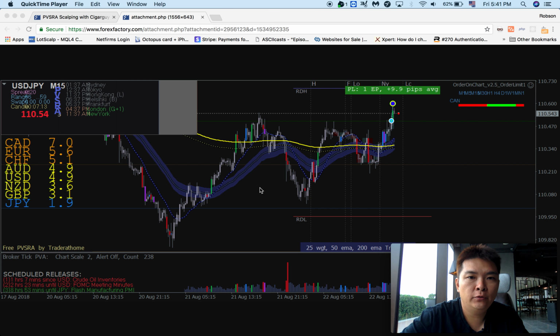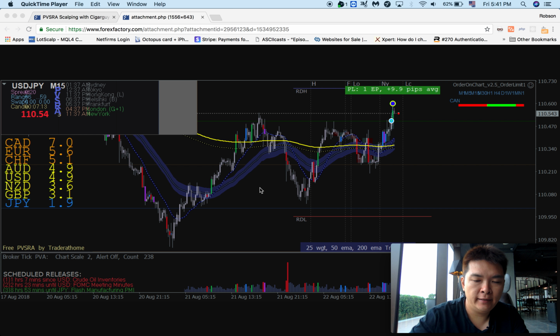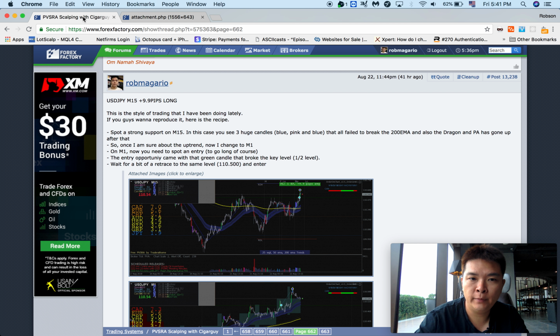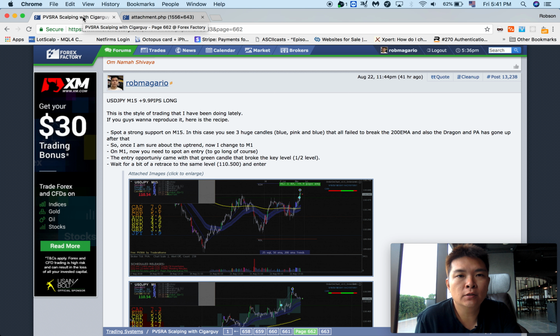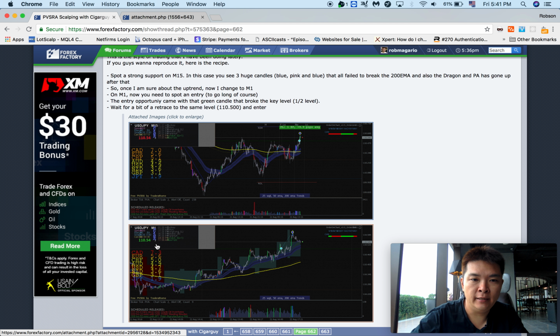We are going to show you guys today one style of trading that utilizes both M15 and M1 time frames for analyzing the Pvsra templates. Here we have a trade. Let me go back to the thread. So we are on the Pvsra Scalping with Cigar Guy thread on ForexFactory.com. And here you have the two time frames, the M15 and the M1.